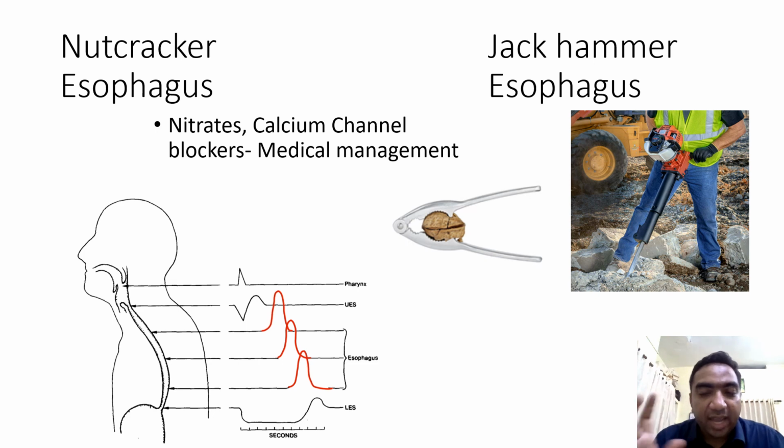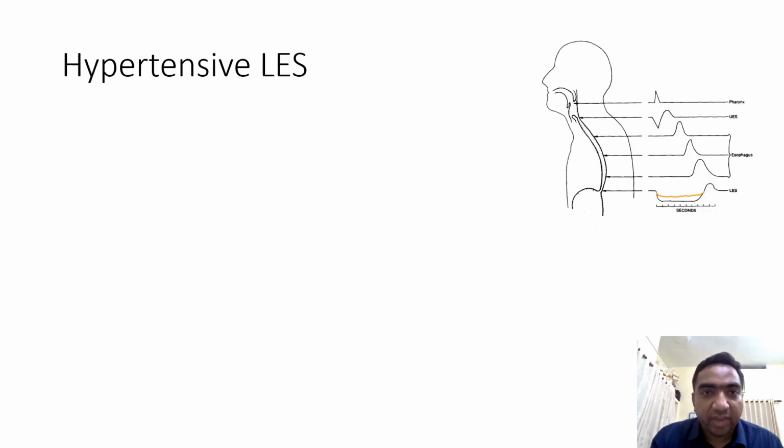Now comes the Nutcracker Esophagus. It is also called jackhammer esophagus in the newer classification. There will be odynophagia due to the increased peristaltic wave, increased amplitude of the peristaltic wave. So what will we do? The management is basically medical. Nitrates, calcium channel blockers are given in Nutcracker esophagus.